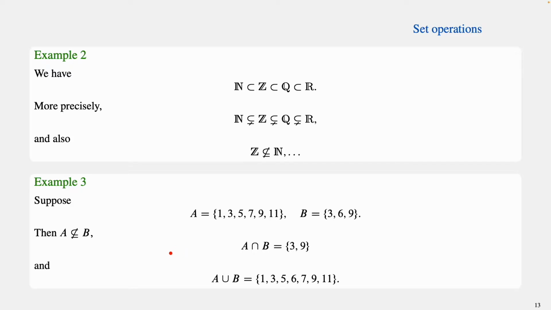And finally the union, where we just take all the elements together that are in A or in B, is 1, 3, 5, 6, 7, 9, 11. So we notice that 3 and 9 are contained in both sets, so we don't have to count them twice because we don't count elements twice in sets. So these are all the elements in A, in addition to the element 6 here that comes from B, and that is the union of the two sets.